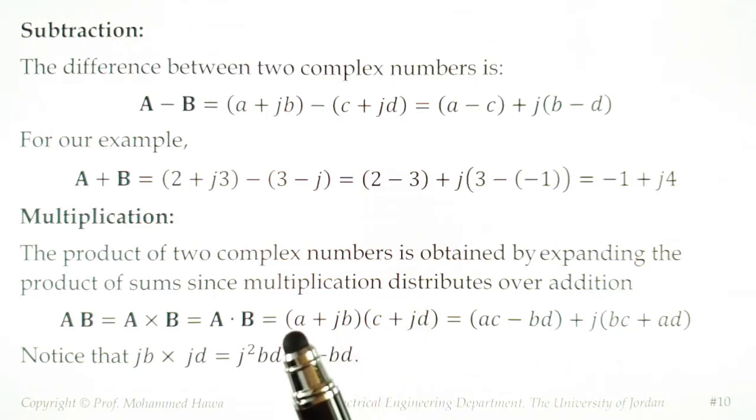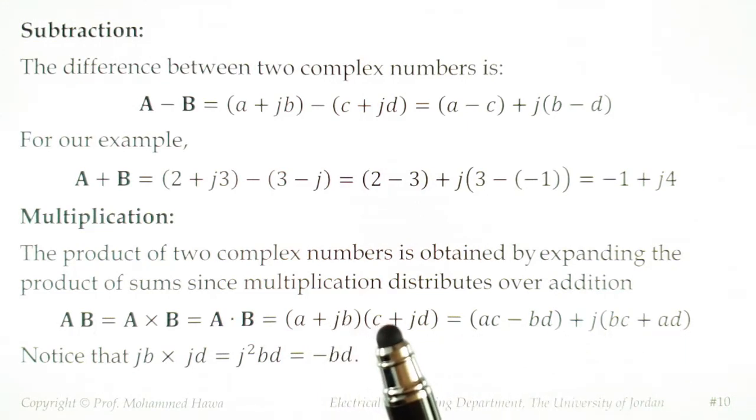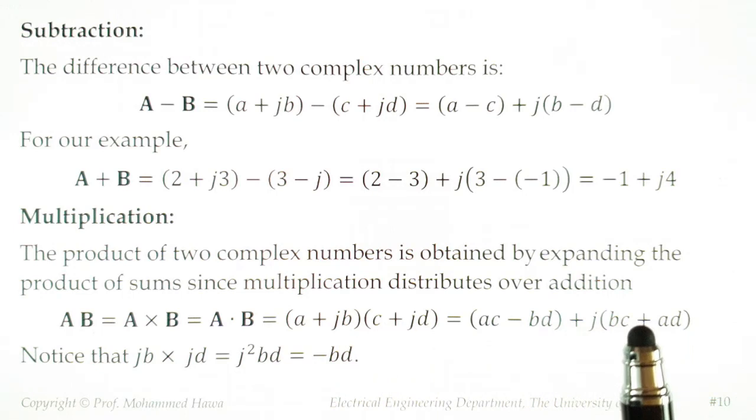And then you want to say a multiplied by jd, that's jad, plus jb multiplied by c, that's jbc. So the final answer is a real part, which is ac minus bd, and an imaginary part, which is bc plus ad, and that is the complex number resulting from multiplication.